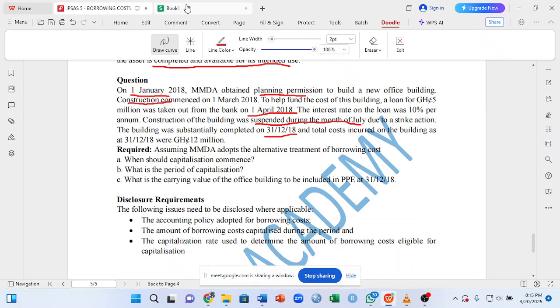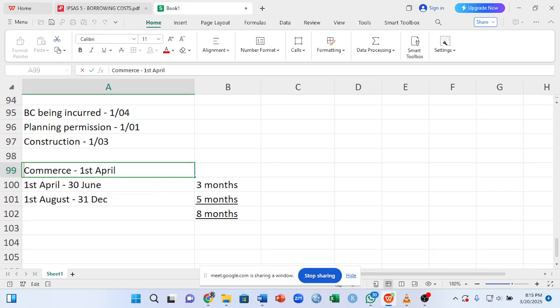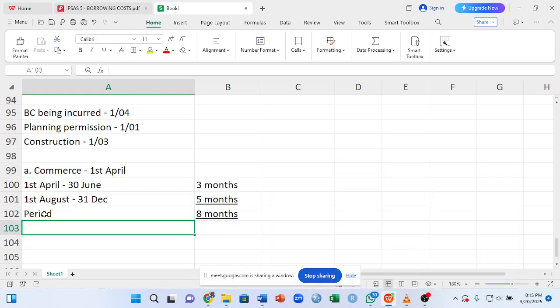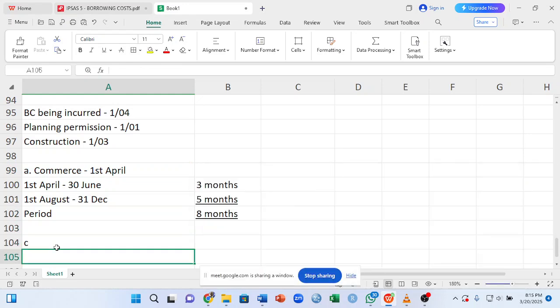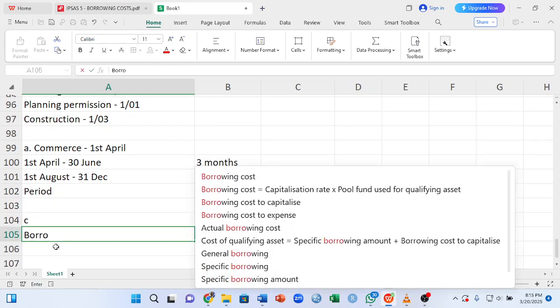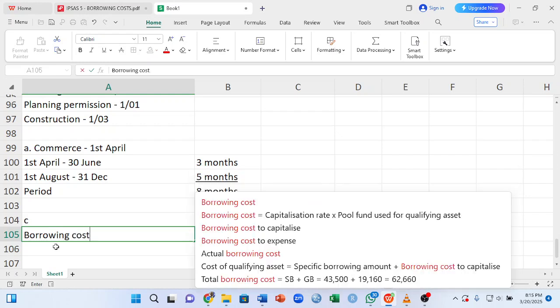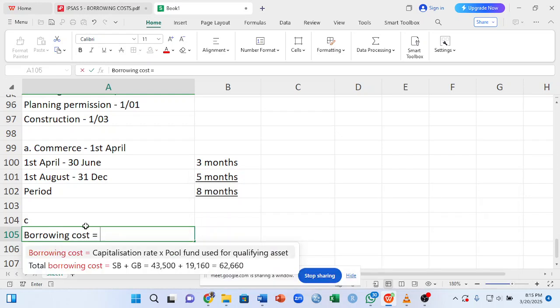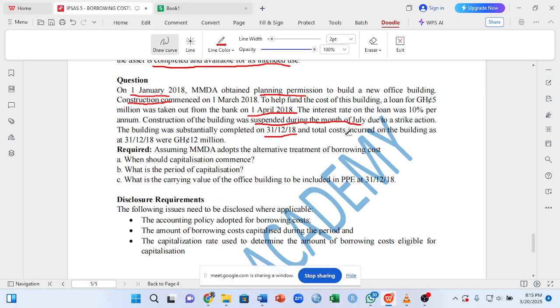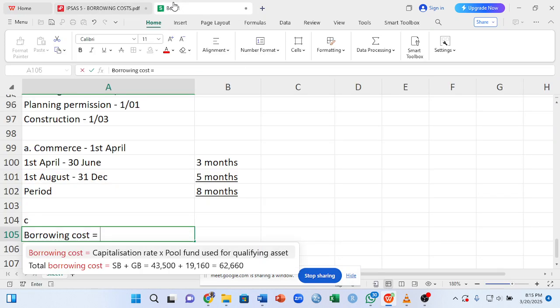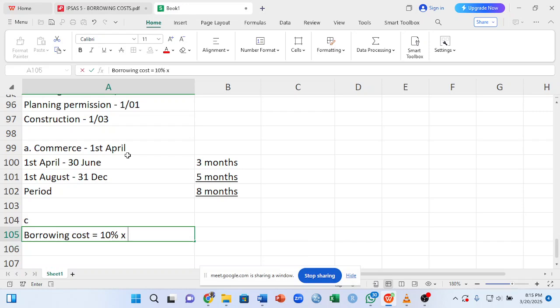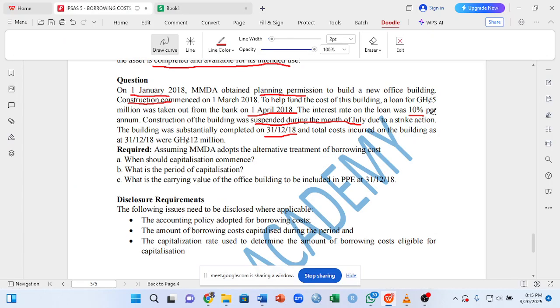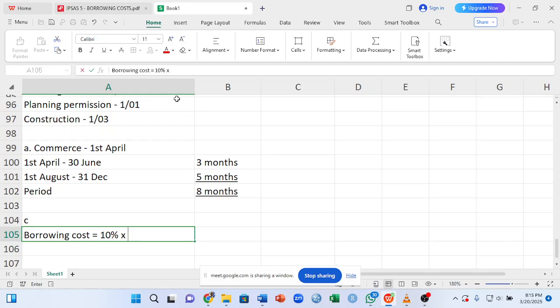That's the first thing you do. So A, yeah, this was the A. Let me bring it here. So the commencement date was 1st April. That was when all the conditions were met. And this was for the period. So we move on to the C. So yeah, we first have to look for the borrowing cost to capitalize. So borrowing cost to capitalize here will be the capitalization rate over here, which is 10%, multiplied by the loan value. So that's where some of you had it wrong. You multiply it by the loan value, which is what? 5 million. So yeah, you multiply by 5 million.